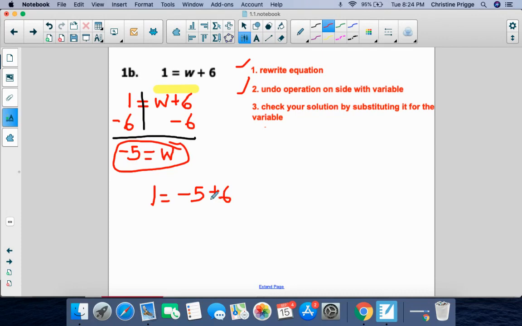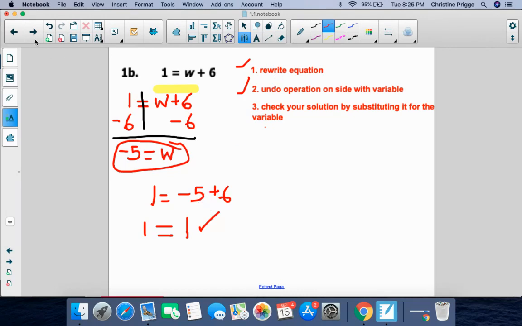Now I'm going to solve both sides. Well, on this side of the equation, on the left-hand side, I just have a 1. And on the right-hand side, I have negative 5 plus a positive 6. I have two different signs, which means I need to subtract the smaller absolute value from the larger. So 6 minus 5 is 1. And my largest absolute value is a positive 6, so my answer is positive 1. So this works because 1 equals 1.